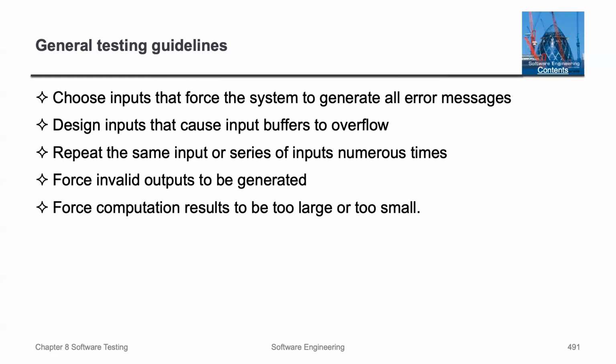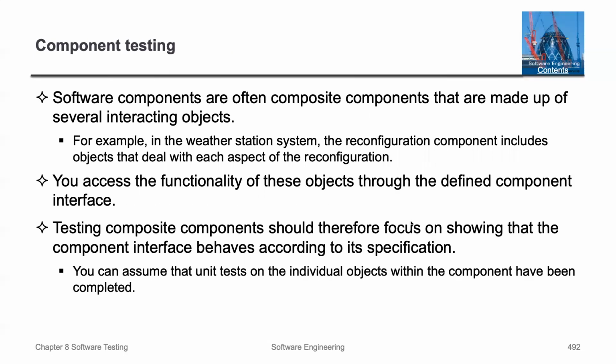So for general testing guidelines, you want to choose inputs that force the system to generate all error messages. You want to design inputs that cause input buffers to overflow and repeat the same input or series of inputs numerous times. You want to force invalid outputs to be generated and force computational results to be too large or too small. For component testing, the software components are often composite components that are made up of several interacting objects.